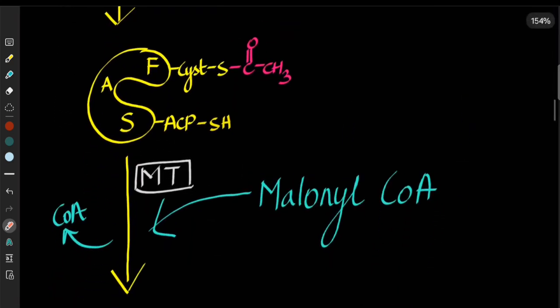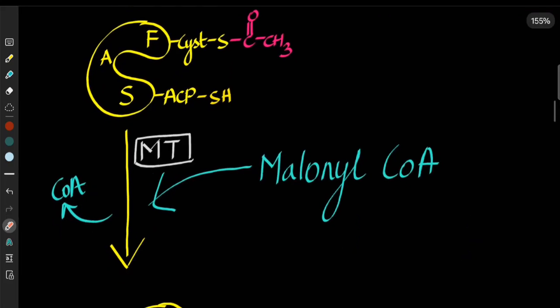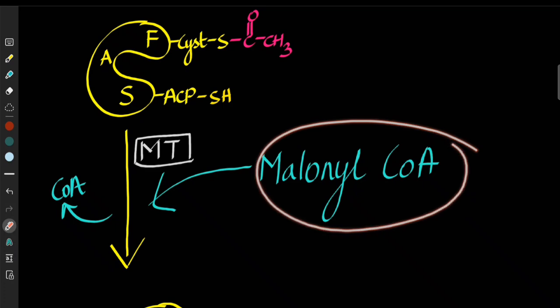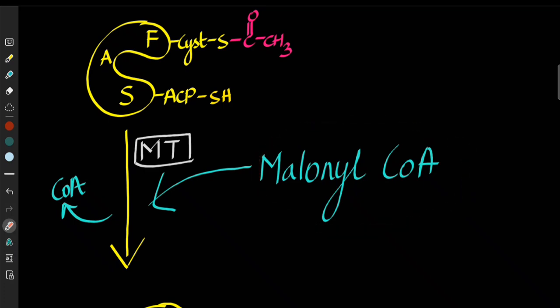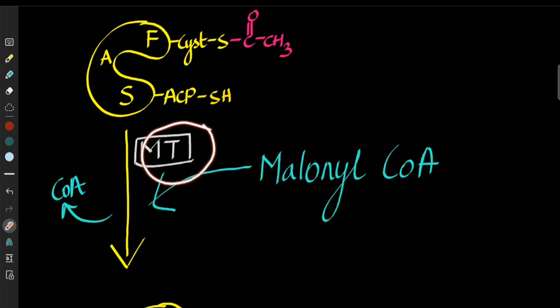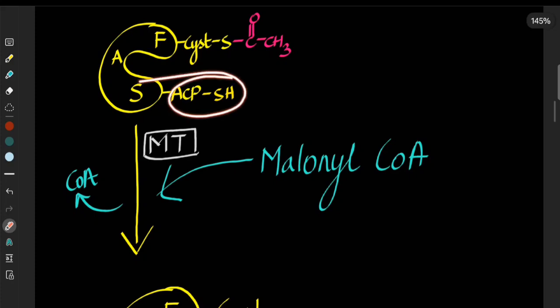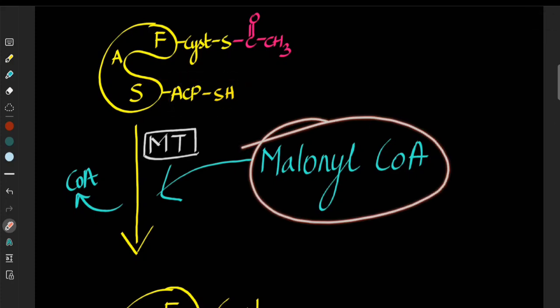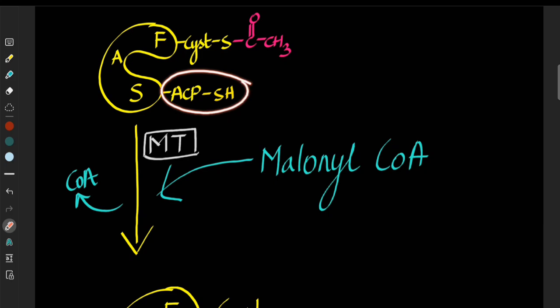Now there will be another hero that will be coming in, that is malonyl coenzyme A, which is the building block of this particular fatty acid. Now malonyl coenzyme A, with the help of malonyl transacylase, this enzyme, is going to come over here, and then it's going to join to the ACP part. Okay, so this malonyl coenzyme A is going to come and join to the ACP part of the FAS enzyme, right?